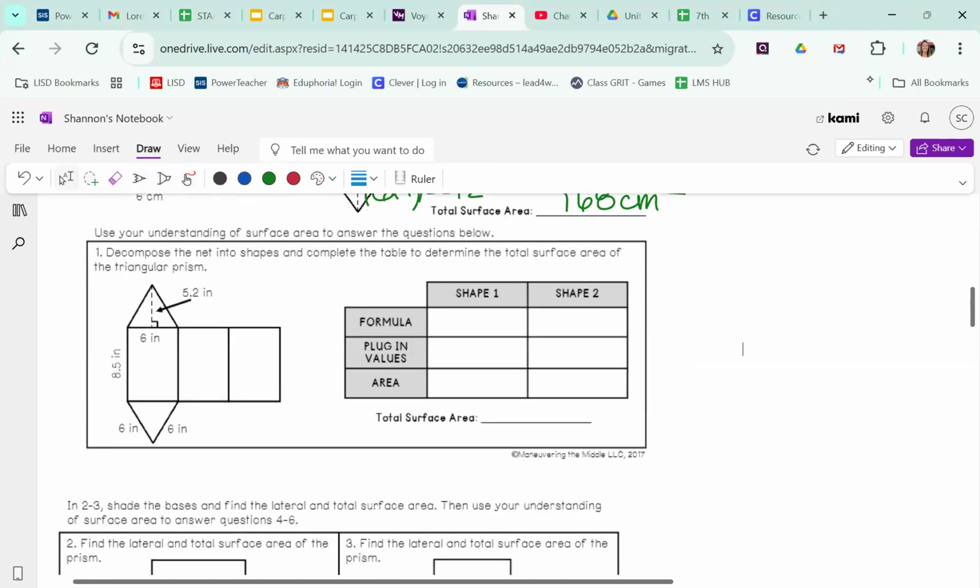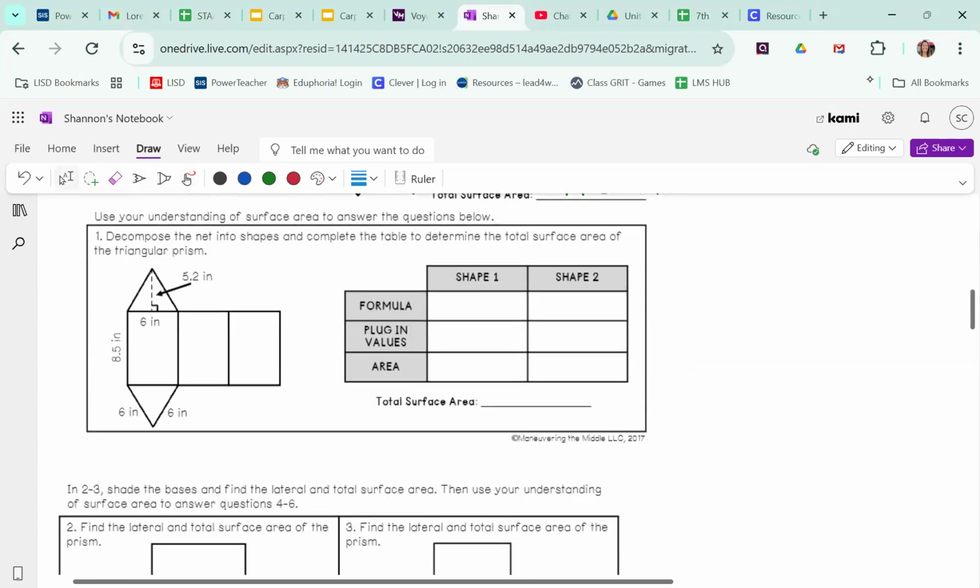Okay, so now we can come down here and look at this one. So it says decompose the net into shapes and complete the table to determine the total surface area of the triangular prism. Okay, so we're going to say this is shape 1. This is shape 2. Sorry, we're not going to say that's shape 2. And then this one is shape 2, the triangle. Okay, so the formula for the rectangle is area equals base times height. And the one for the triangle is area equals base times height divided by 2.